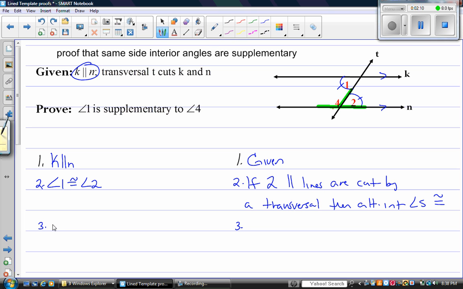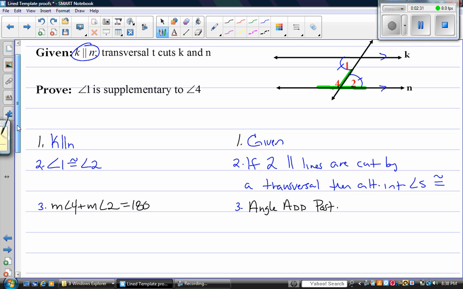And we can say now that the measure of angle 4 plus the measure of angle 2 is equal to 180 degrees. Again, that's the second part of your angle addition postulate. Okay. Now that I know that, this is the one time where we won't write two statements that look very similar to this. We'll only have one. My goal is to show that 1 and 4 actually add up to 180 degrees.